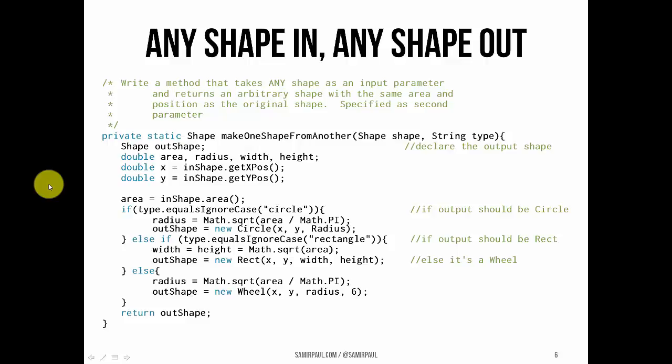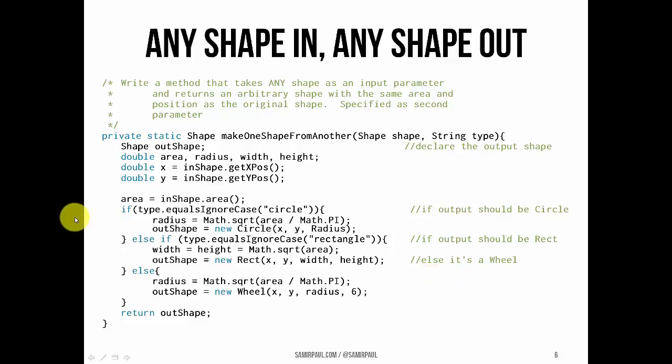We'll definitely need area, but the others we may or may not need depending on what type of shape we're trying to produce. We get the input shape's x position and y position, and then we get the input shape's area, which we store in our double area. Then we embark on a series of conditional logical statements where we're saying what we want to do if we've been told to output a circle, if we've been told to output a rectangle, or if we've been told anything else, which we assume means a wheel.